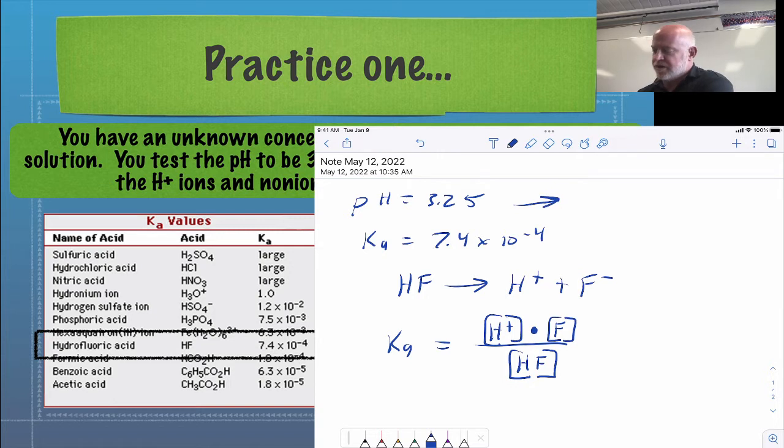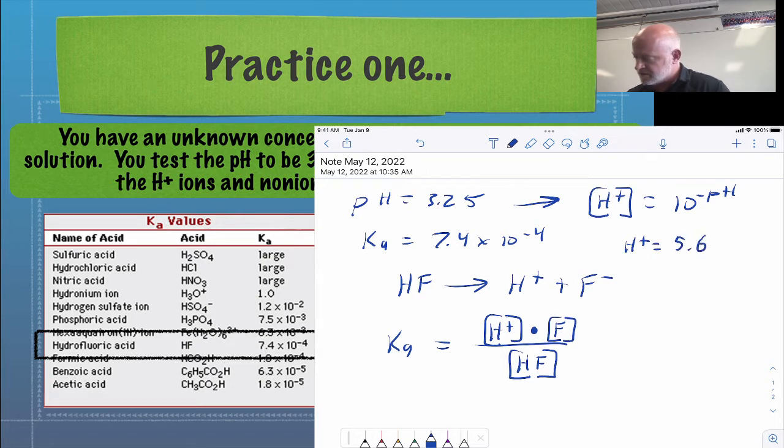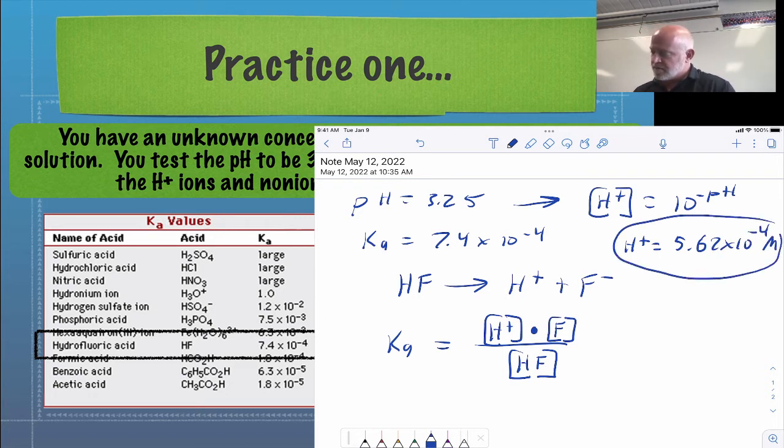Though with pH, we can find the H plus concentration because we know that H plus concentration is equal to 10 to the negative pH, okay? So we're going to solve for that. So let's do that first. And if I take 10 raised to the negative 3.25, I get an H plus concentration of 5.62 times 10 to negative 4 molarity. So that's the first part of our problem. We've already solved for the H plus concentration.